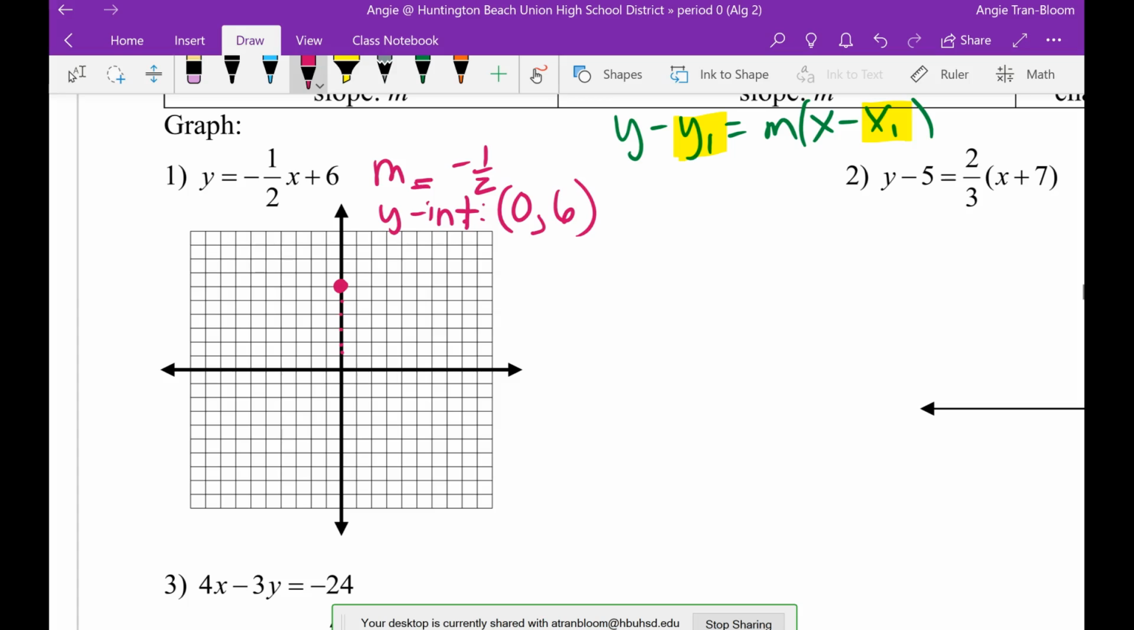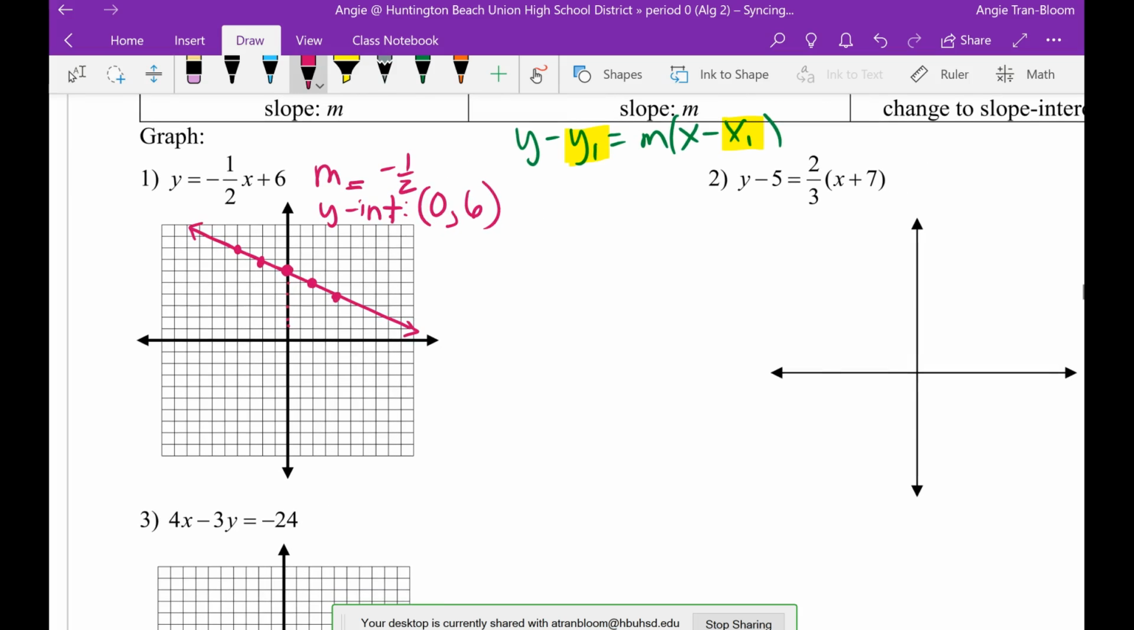Okay, you can go down and then right or up and left. I'll do both. I'm going to go down 1, right 2. Down 1, right 2. I will also go up 1 and left 2. The more points you do, the straighter your line is, which is better, more accuracy. Okay, there's your line. As you can see, examples 1, 2, 3 are in different formats, so that way you can get a hold of which one is easier to use.